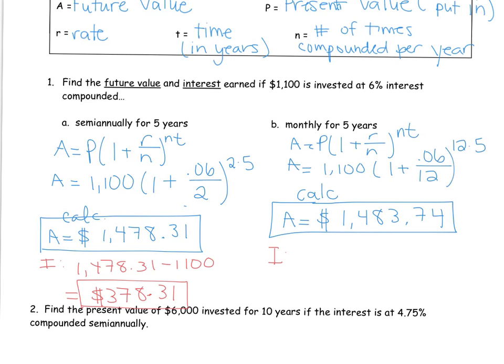And interest, once again, I'm going to take that value that I'm walking away with, subtract what I put into it, which is the 1,100, and I have made $383.74.